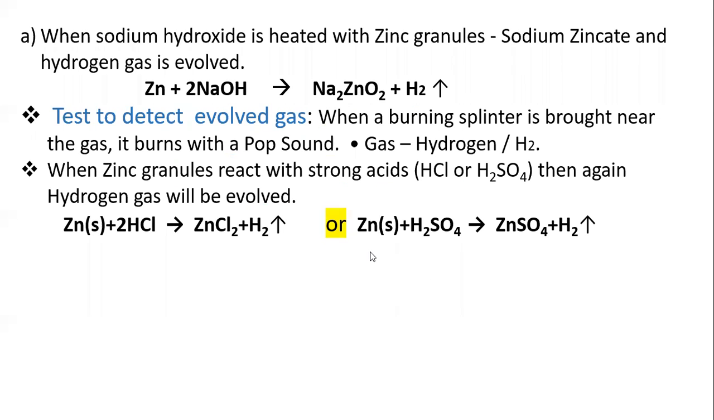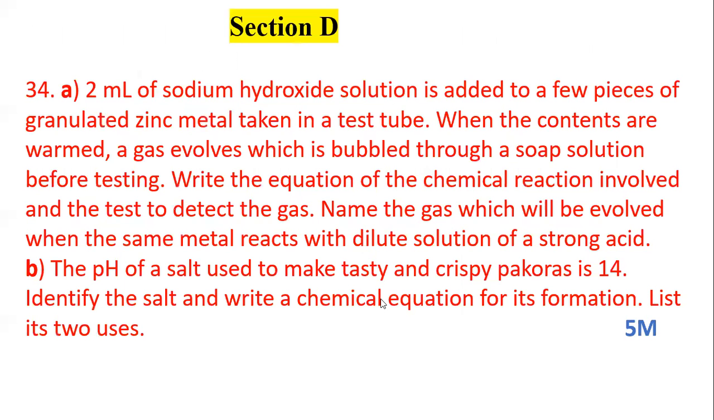Now, we will see the second half of the question, B. The pH of a salt used to make tasty and crispy pakoras is 14. Identify the salt and write a chemical equation for its formation. List two uses.